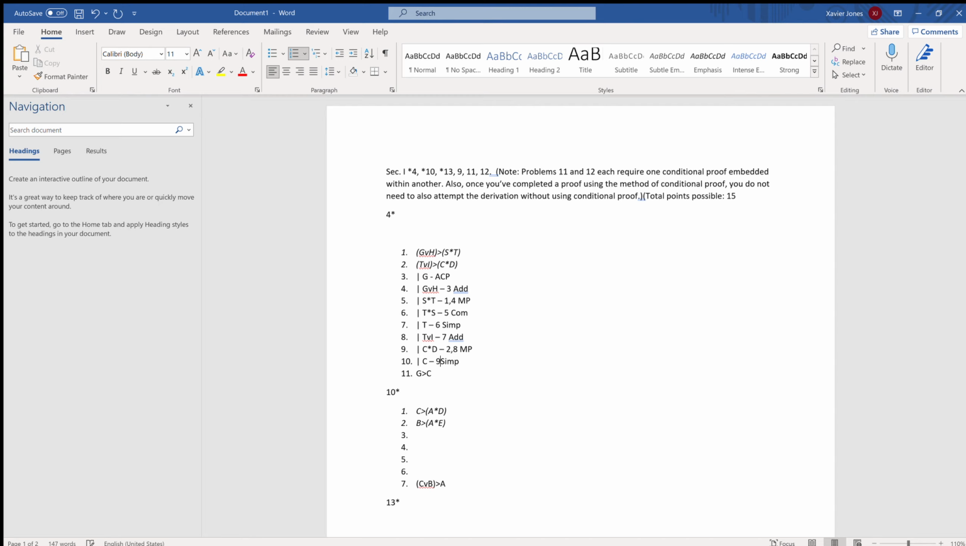Of line 9. And then there we go. That's what we have. Lines 3 through 10. What is it called? Conditional proof. All right, never mind. I'm just unable to see that kind of stuff.